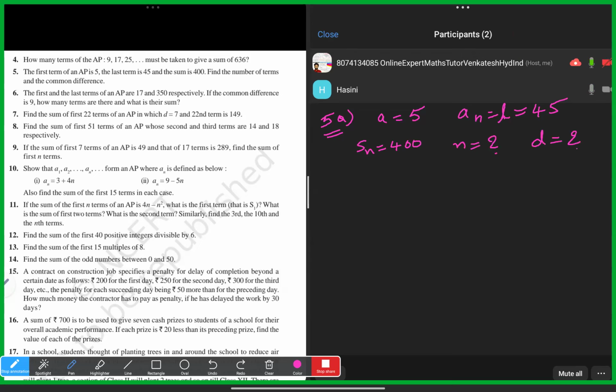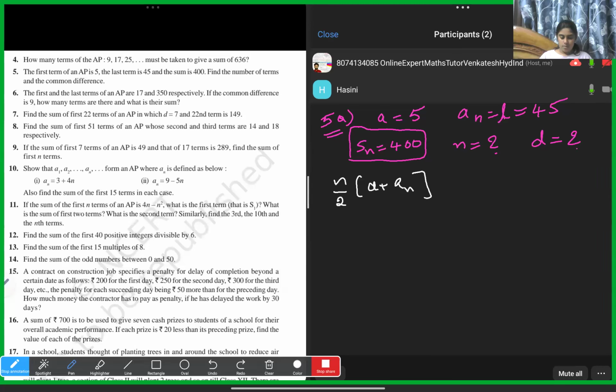So Hasni, since the sum of n terms is given as 400, we can use the first formula to find out here. Actually, n is not given, d is not given. Two things are not given. So that's why we cannot use the first formula, Hasni. Using Sn, we need to find one of the variables, either n or d. So n we can find out. How can we use the second formula? Sum of n terms second formula is n by 2 into a plus an or l. Yes, no? Yes, sir. So using this second formula of sum of n terms, we can find it.